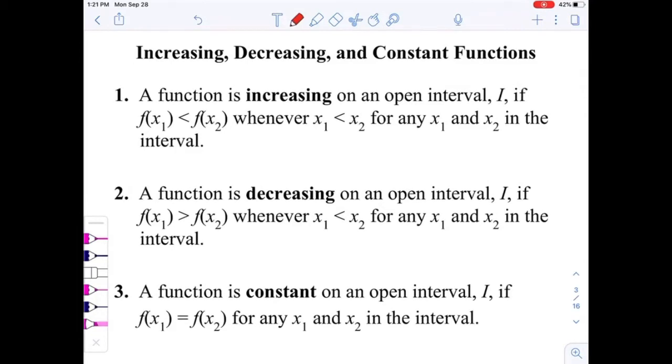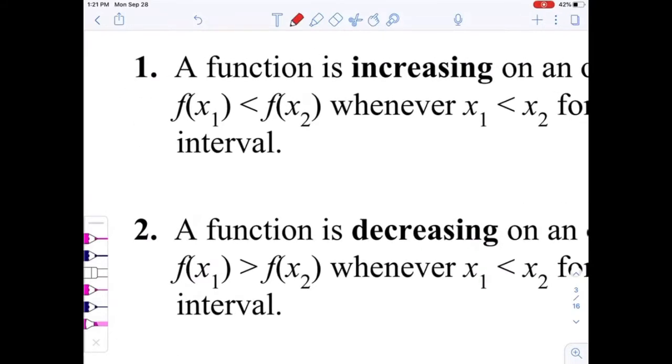So first thing to look at is what does it mean to have increasing, decreasing, and constant functions. So part one, it says a function is increasing on an open interval, they use I, if f of x1 is less than f of x2, where x1 is less than x2 for any x1 and x2 in an interval. What in the world does that mean?